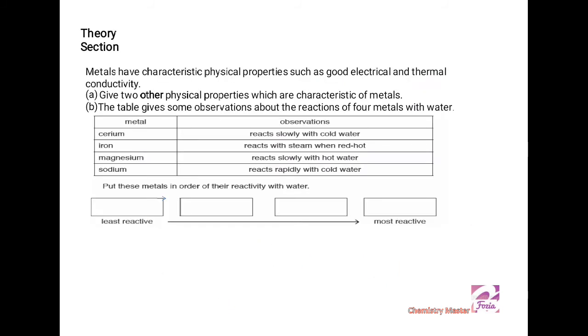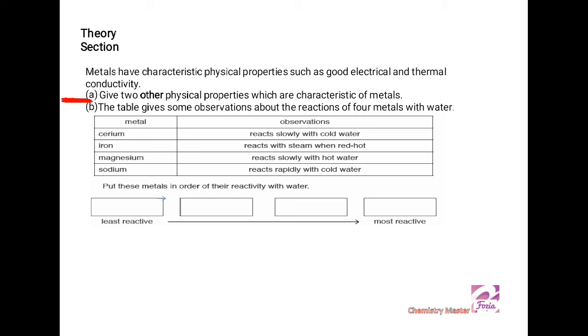Now we come to discuss the theory section. Metals have characteristic physical properties such as good electrical and thermal conductivity. Give 2 other physical properties which are characteristic of metals. Yes, now it is your turn to work out the important physical properties of metals.